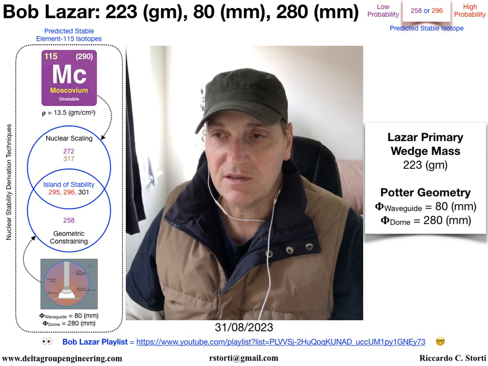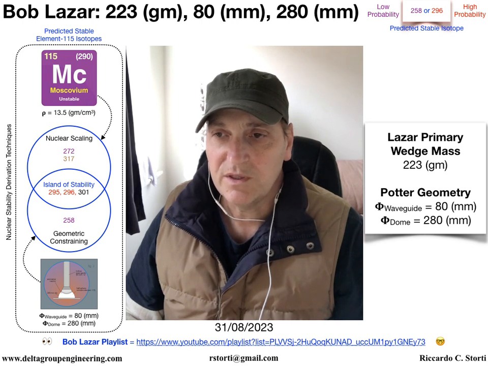We consider the 258 isotope to constitute a low probability of existence, whilst we consider the 296 isotope to constitute a high probability of existence. In other words, we feel as strongly as possible that either isotope of element 115 exists. However, on balance of probabilities, we believe it will be isotope 296.